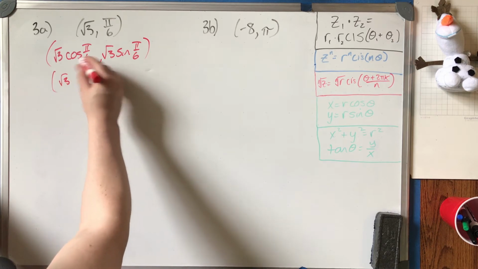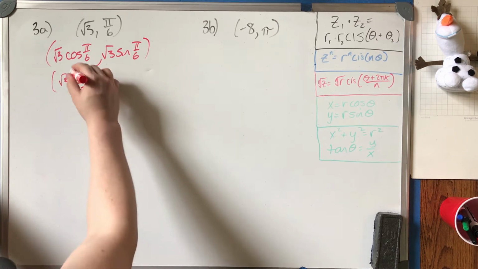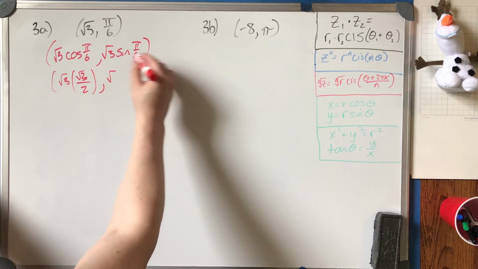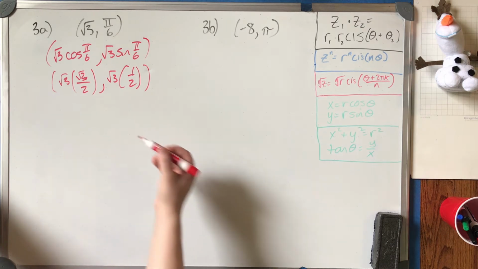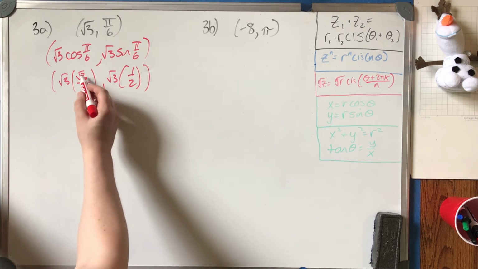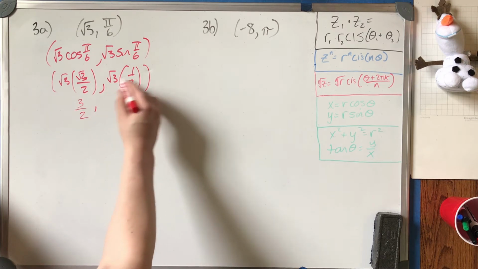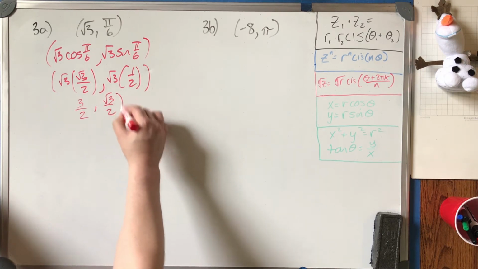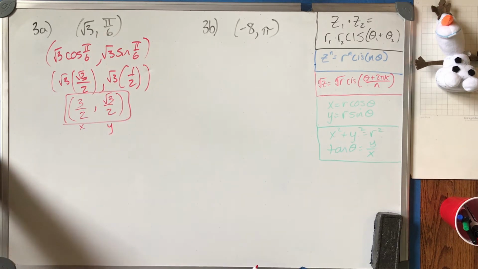So let's see, cosine of pi over 6, that's square root of 3 over 2. And then we have sine of pi over 6 is 1/2. Okay, so if I simplify these, we have square root of 3 times square root of 3. So that's just going to be 3 over 2. And then over here I have square root of 3 over 2. So these are the xy, for those are theta.